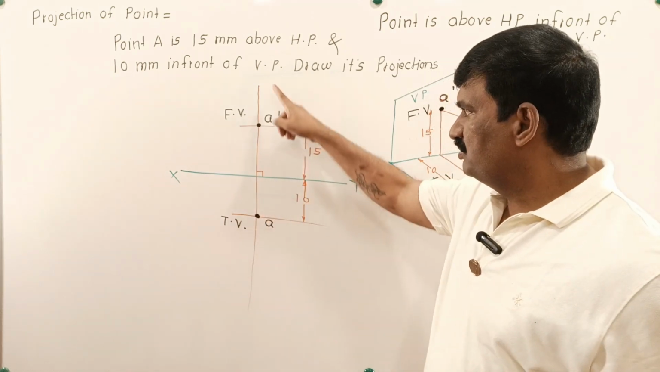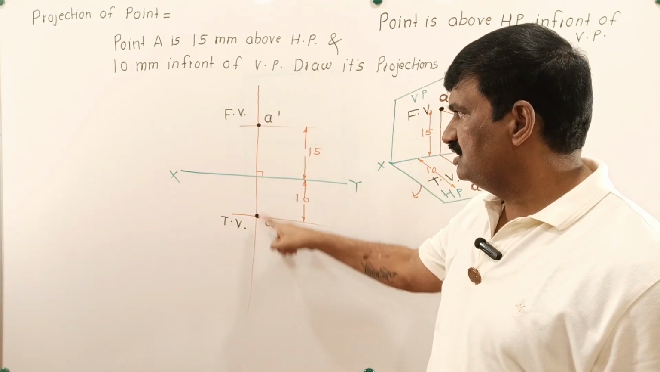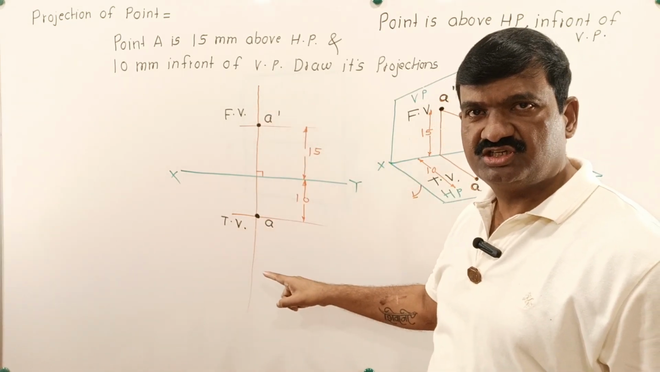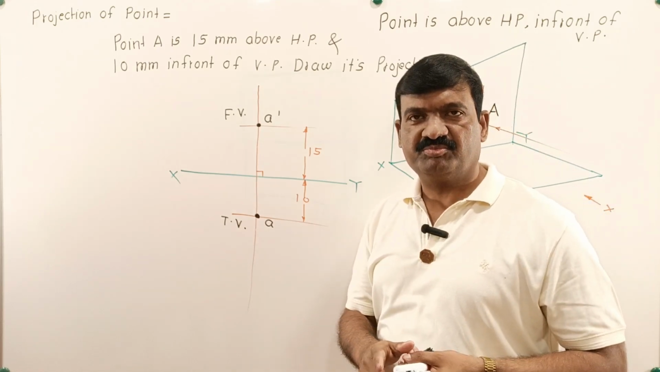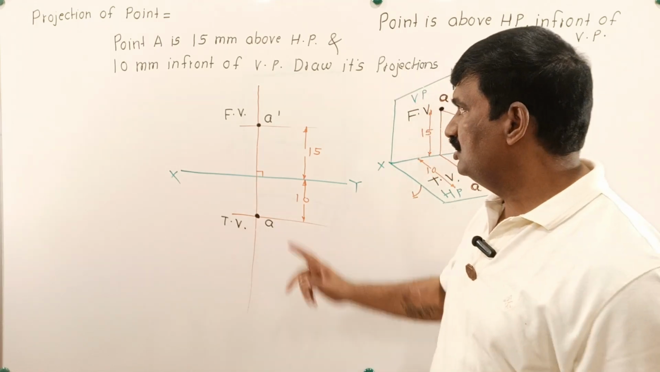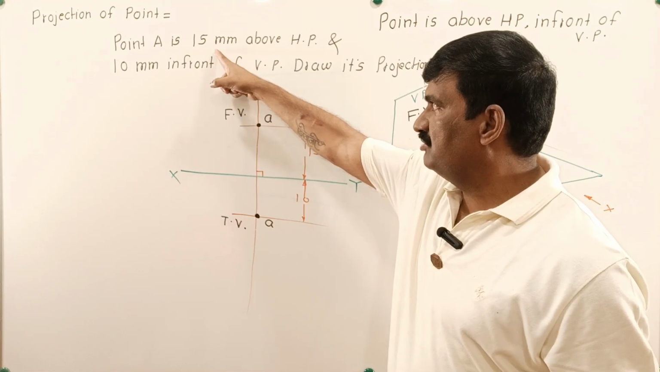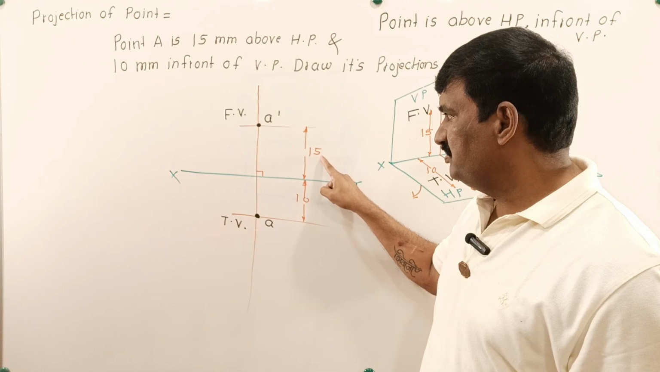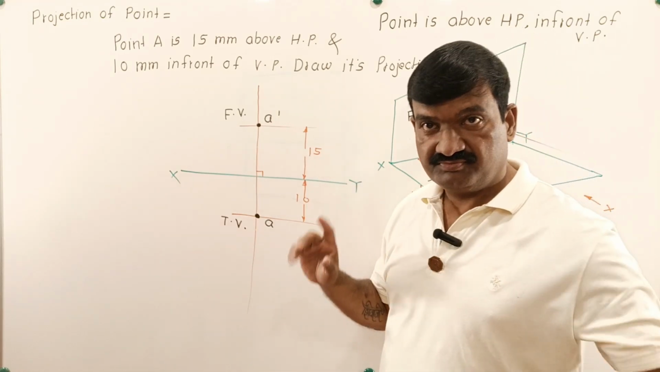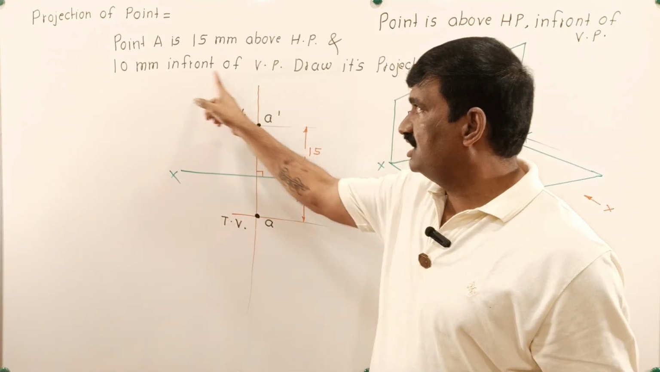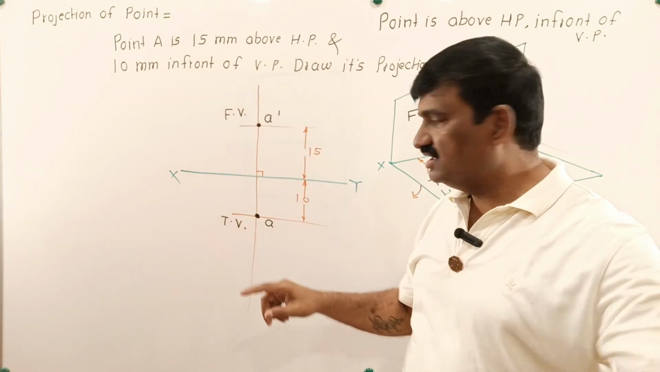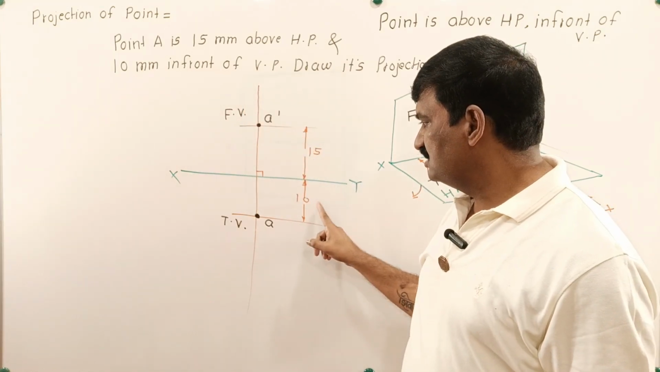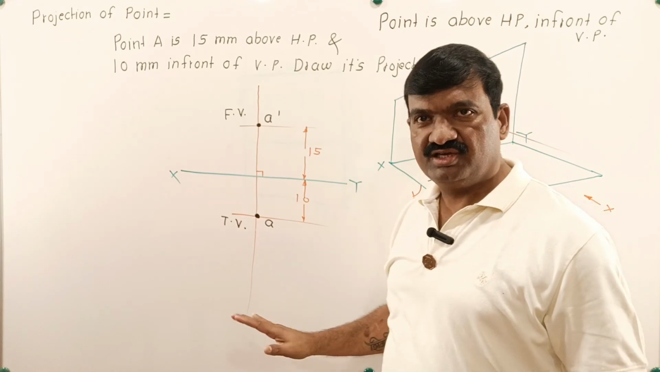Concept number 1, front view and top view of a same point is always present on one and same projector, and that projector is always perpendicular to XY line. Number 2, when any point is 15 mm above HP, its meaning is that front view of the point is 15 mm above XY line. Next, when any point is 10 mm in front of VP, its meaning is that top view of the point is 10 mm below XY line.